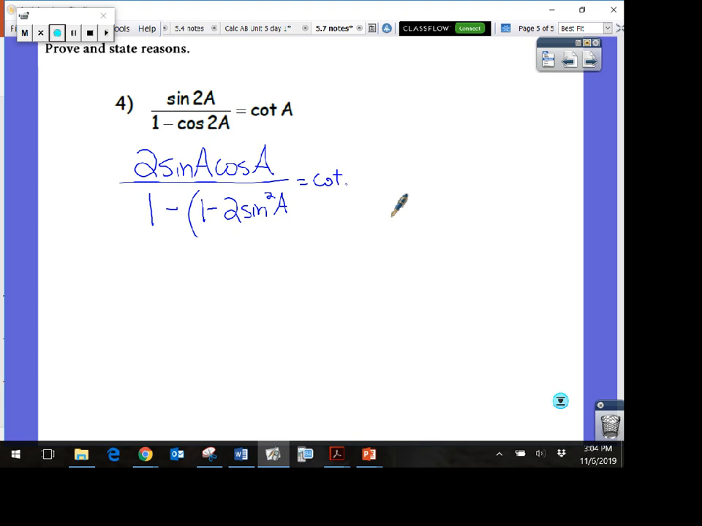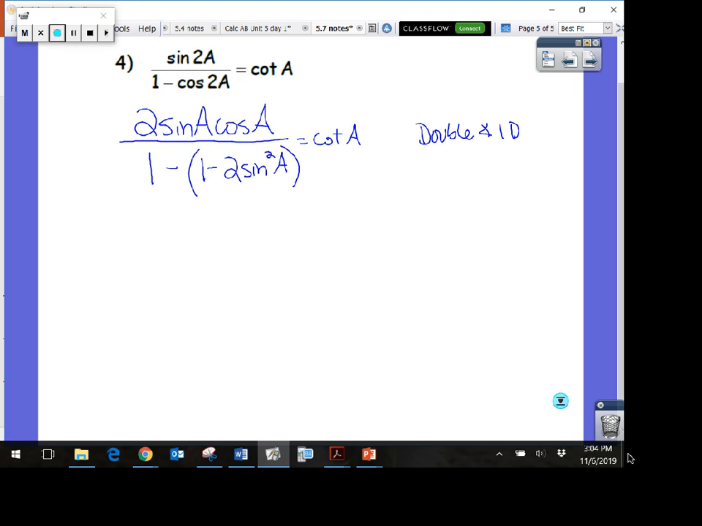I'm going to go ahead and just write cotangent A, and the reason I was able to do that is the double angle ID. Some people have been writing that twice. They write double angle times 2. You don't have to put it times 2. Once you do something, no matter how many times you use it in that line, you don't have to tell me how many times you did it.